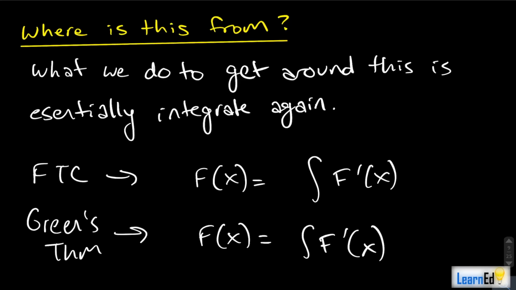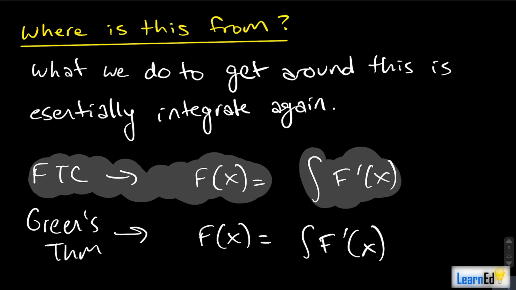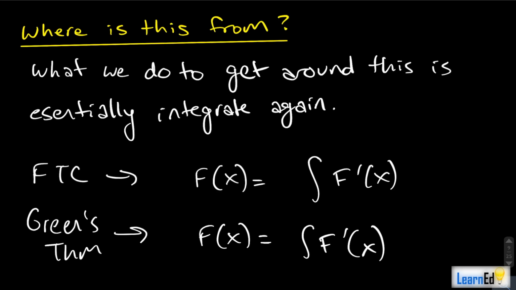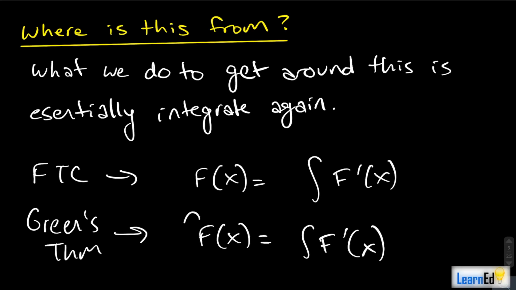Well, let's start off with the fundamental theorem of calculus, okay? I'll start off with that down here. We have f of x equals the integral of f prime of x. Okay, that makes sense, right? We're taking an integral, we have a derivative. Those offset. Now, with Green's theorem, we're going to start with the fundamental theorem of calculus, and we're just going to integrate again on each side. That gives us Green's theorem.